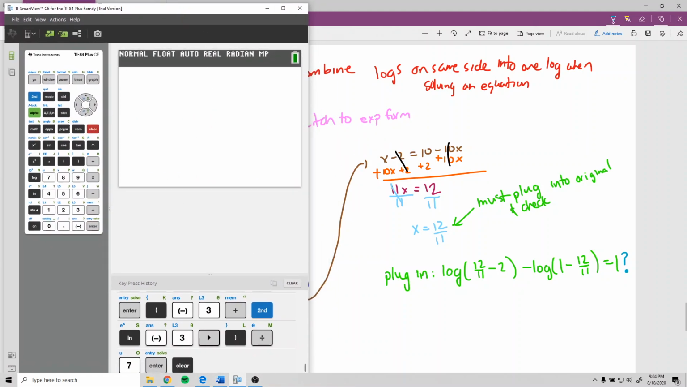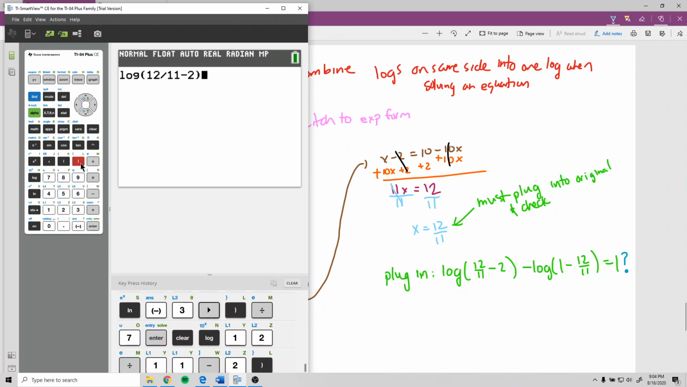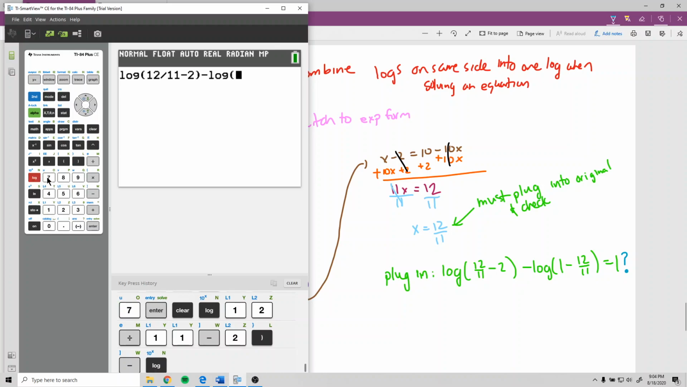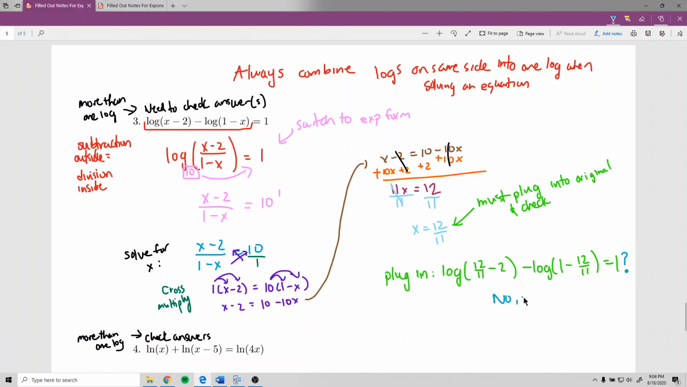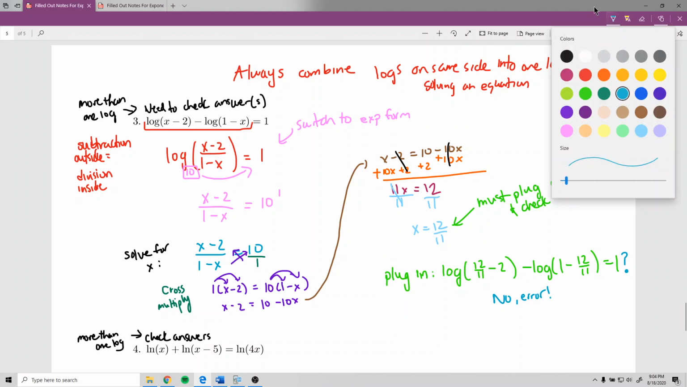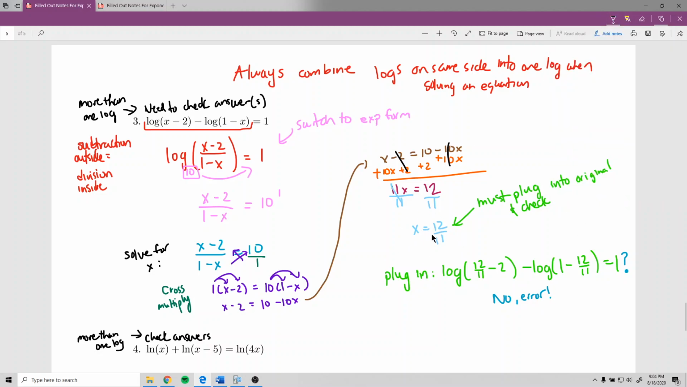All right, so let's check it out. So we have just the log here, log base 10. We put in 12 divided by 11 minus 2 in the first, and then minus log of 1 minus 12 divided by 11. And what do we get? We get an error, which means it is not a solution. That means the only possible answer we had actually isn't an answer, which means there are no solutions to this one. And that's okay. Anytime you solve an equation, you always have the possibility of no solutions.